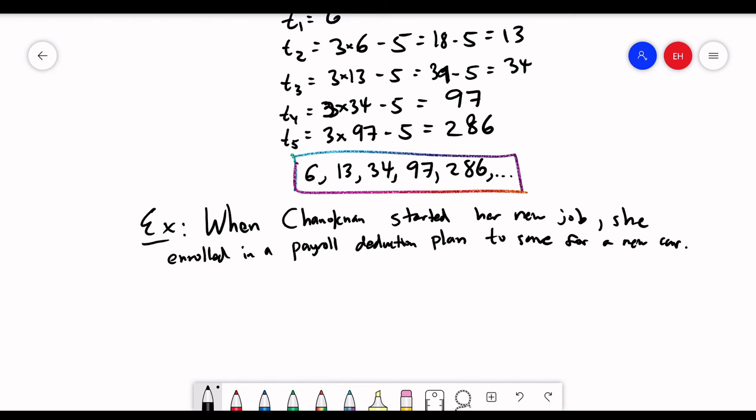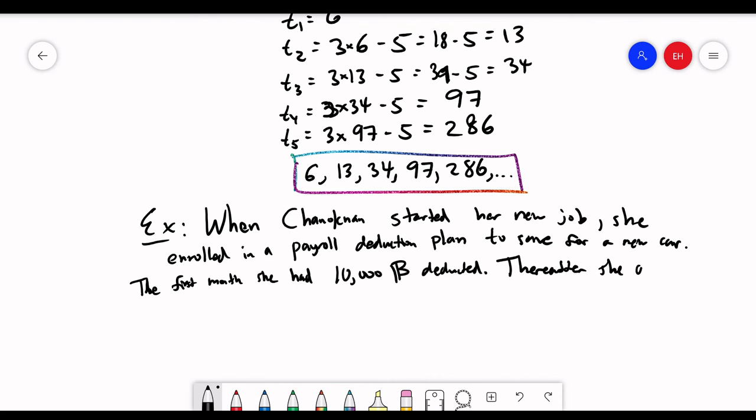So she starts a new job and she decides to enroll in this payroll deduction plan where she's going to save a certain amount of money each month, right? So the first month, they have different levels. You can save a lot or a little bit. And she's like, okay, the first month I'm going to try and save 10,000 baht. So I'm going to have 10,000 baht deducted from my monthly paycheck. But then she realizes, man, that's too much. I actually need more money than that. So I'm not going to take away so much money and put it in savings. I'm just going to make sure that I save 5,000 baht each month after the first month.